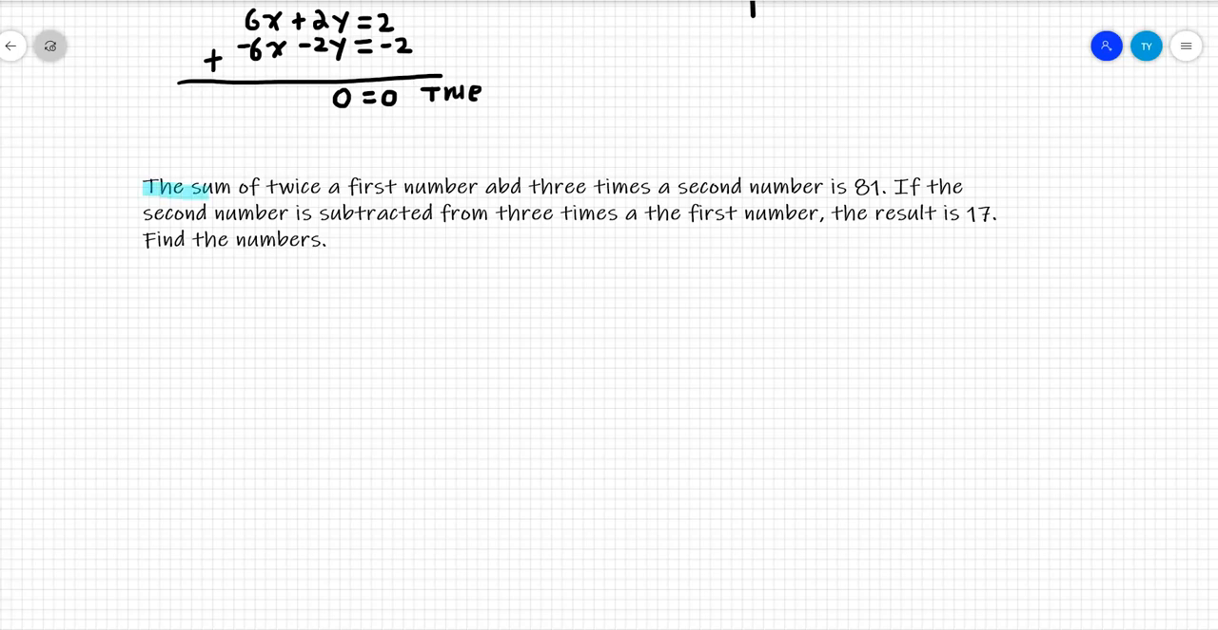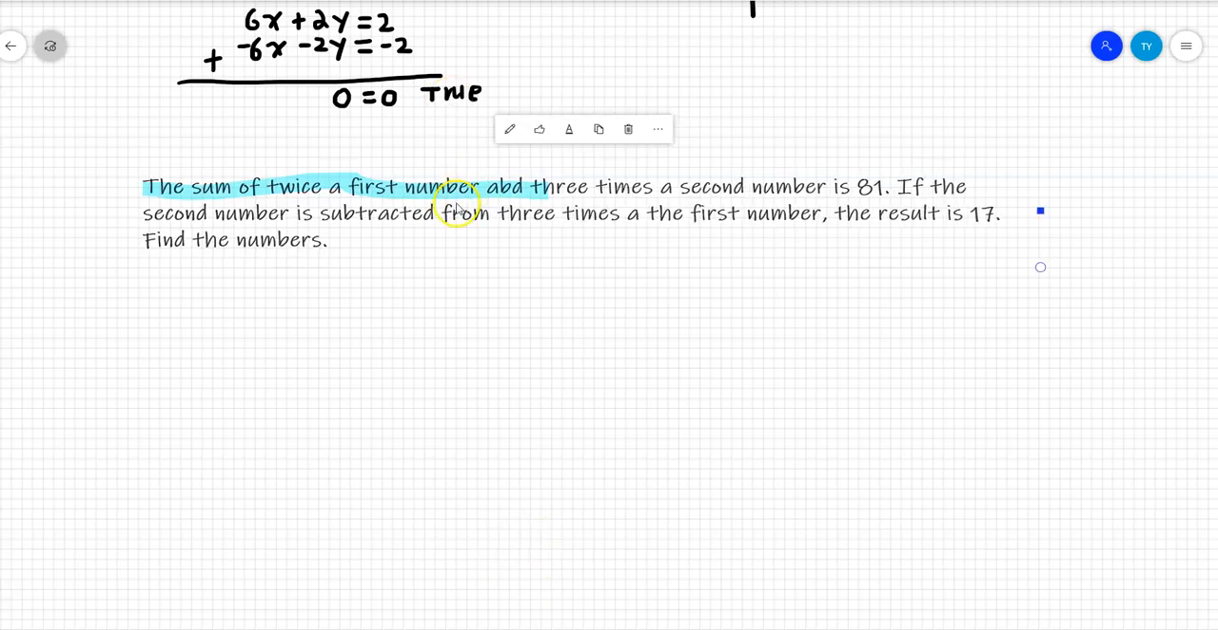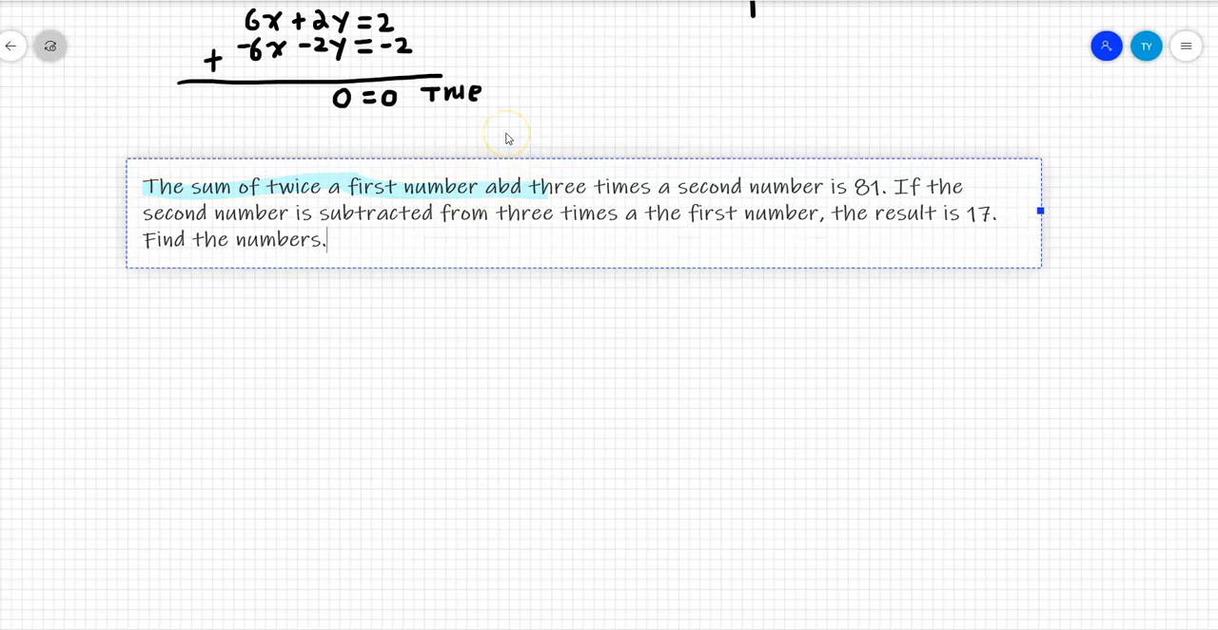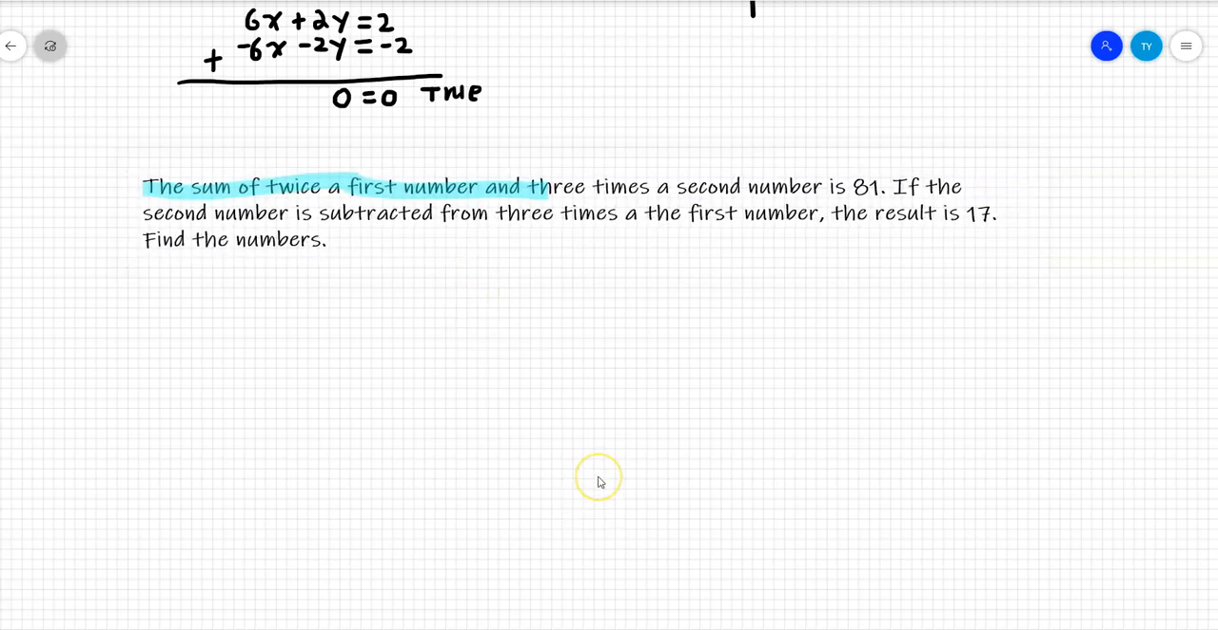It says the sum of twice a first number and 3 times the second number is 81. So why don't we just write that? Okay, let's just write that.